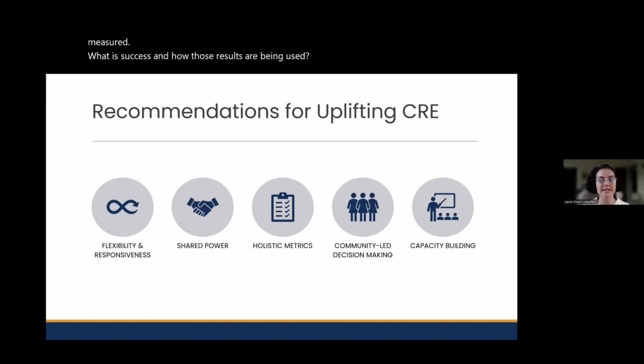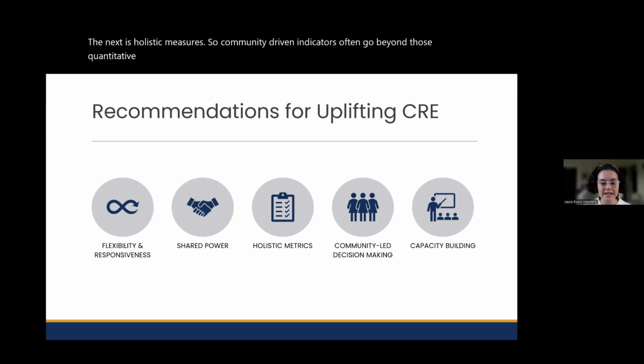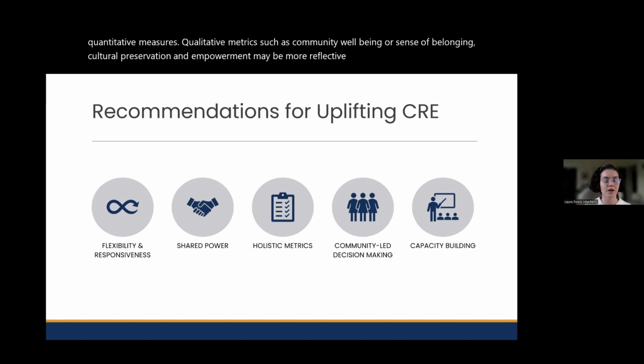The next is holistic measures. So community-driven indicators often go beyond those quantitative measures. Qualitative metrics such as community well-being or sense of belonging, cultural preservation, and empowerment may be more reflective of success in certain contexts than other metrics might be.